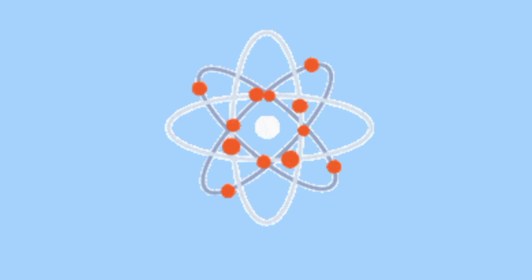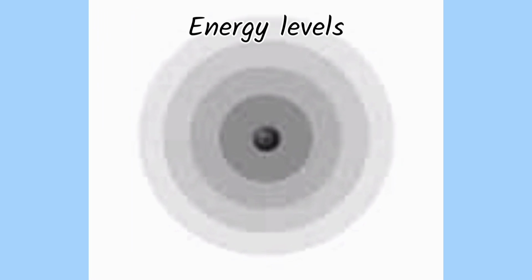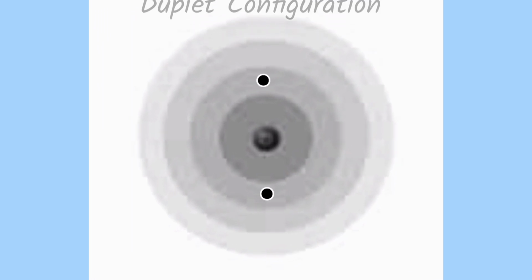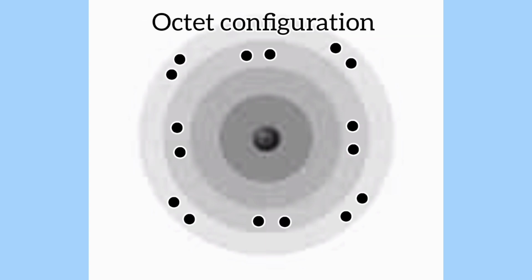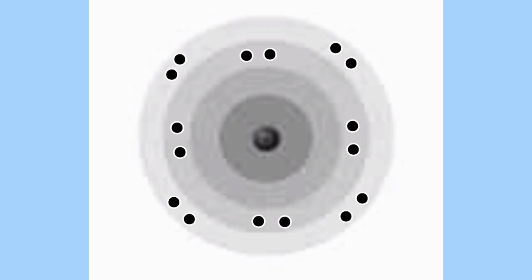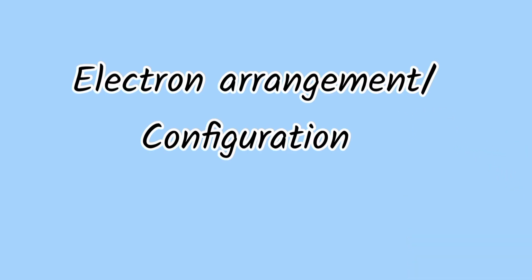Now let's talk about electrons. Electrons occupy regions around the nucleus. These regions are known as energy levels. The first energy level accommodates a maximum of 2 electrons and this is known as a duplet configuration. The second and third energy levels accommodate a maximum of 8 electrons each and this is known as an octet configuration. The distribution of electrons in an energy level is known as electron arrangement or electron configuration.